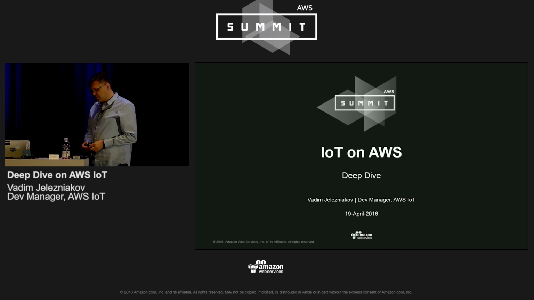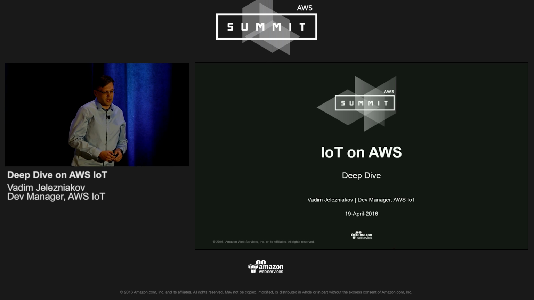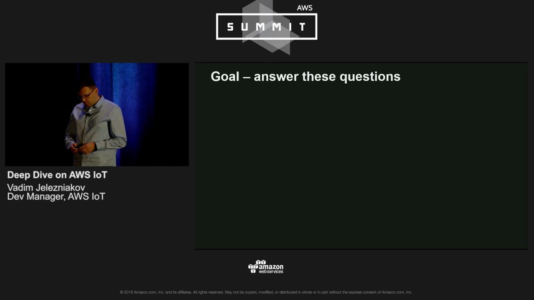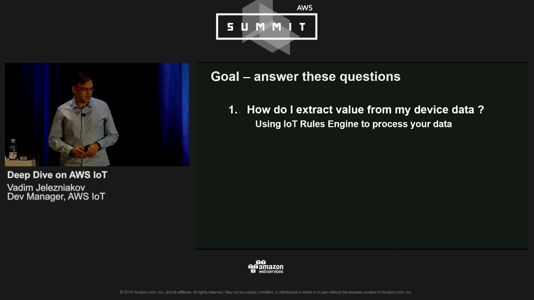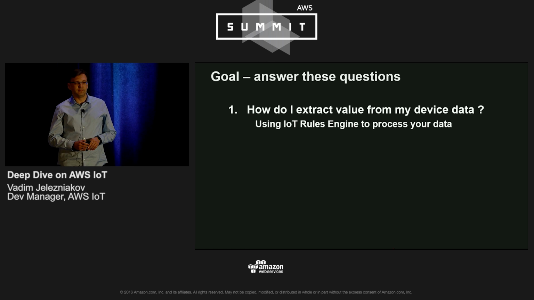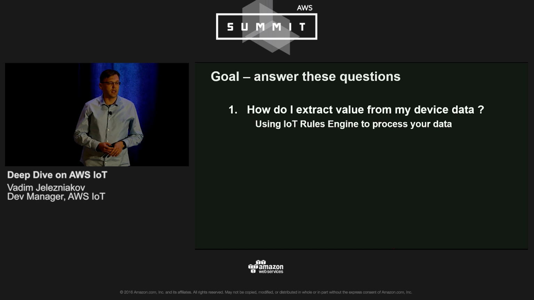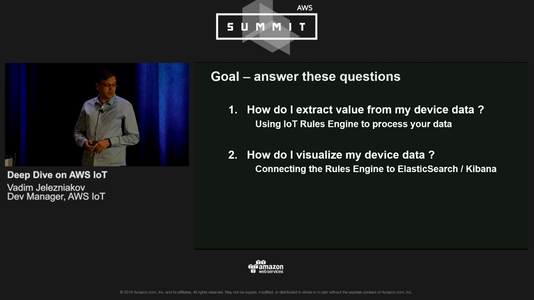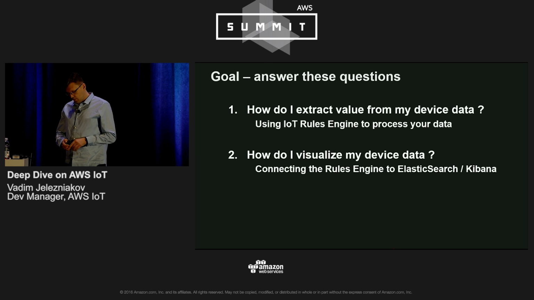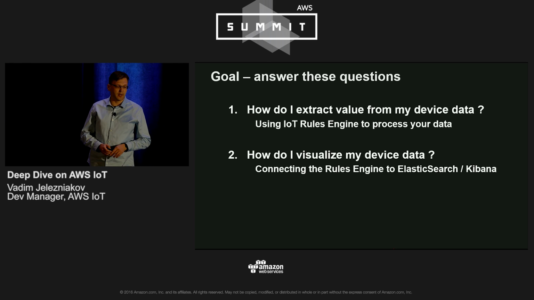So today we're going to focus on a couple of new capabilities we recently launched for IoT. And in particular, when we talk about these capabilities, we'll try to answer three questions. Number one, how do I extract value from my device data? We'll take a look at one of the core components of AWS IoT, the rules engine. Number two, how do I visualize my device data? To address that question, we'll talk about how the rules engine can integrate with Elasticsearch and Kibana.